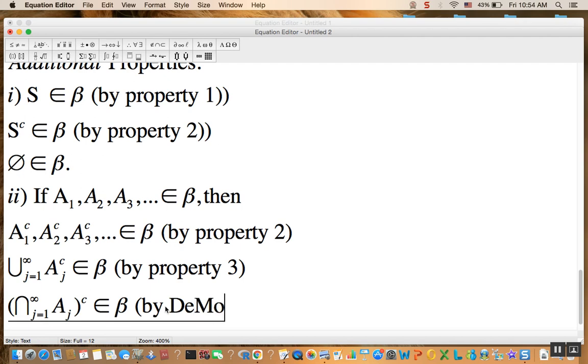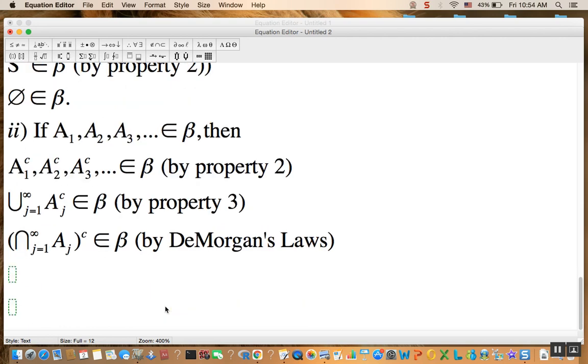By De Morgan's laws. Now, if this guy, let me call it C, right? Let me call this the intersection of all these events, the event C. If C complement is here, then C, I mean the complement of that guy, which would be just C, must be there, right? So we're done.